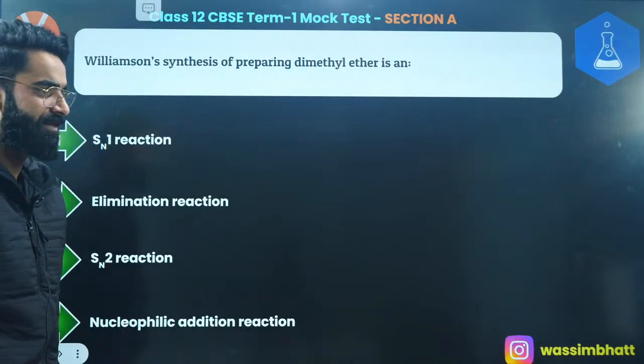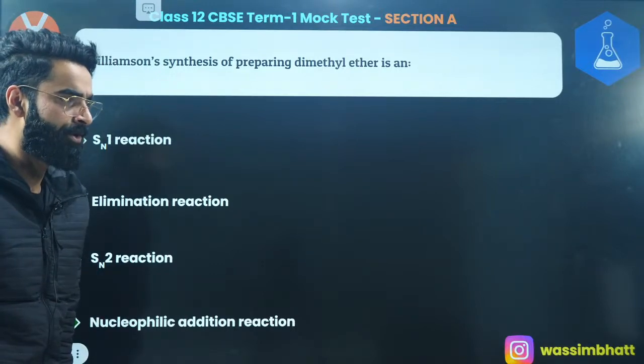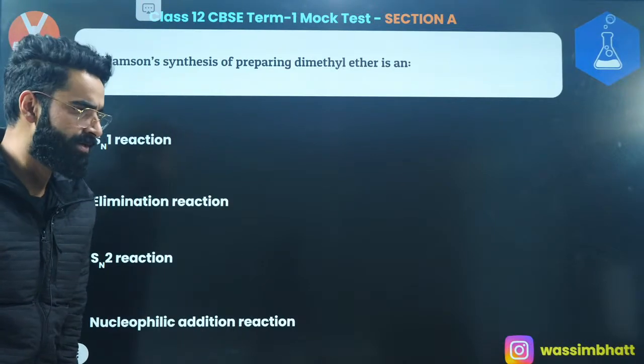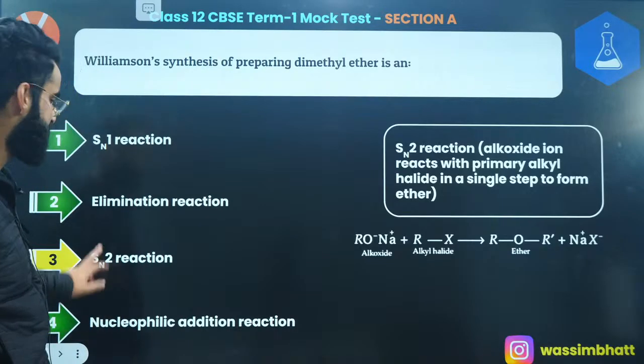Williamson synthesis, right? In which ethers are prepared. Is it SN1 or SN2? Again, majority of the students have come up with the correct answer. It's absolutely going to be the SN2 reaction. Absolutely, guys. It is SN2 reaction.